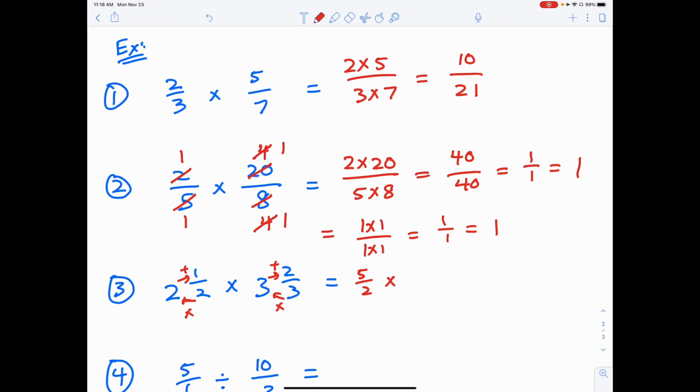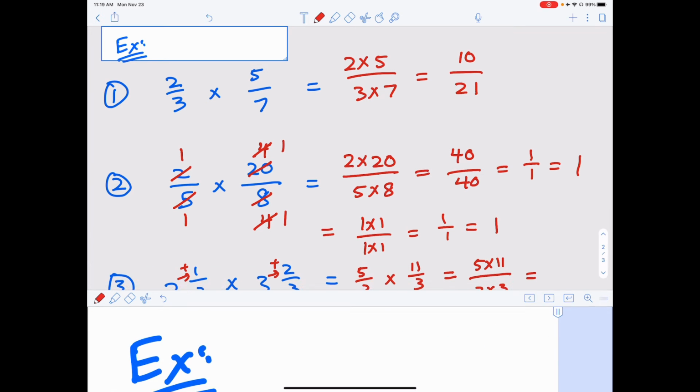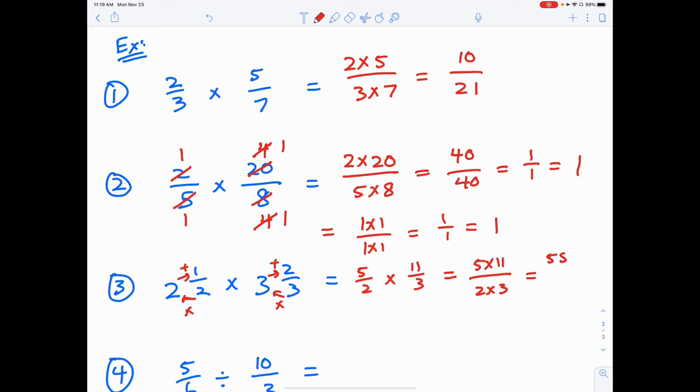And then the next one, we have 3 2/3. So we're going to go 3 times 3, which is 9, plus 2 gives us 11, so 11 over 3. You can take a look at this step here and see that there's nothing to reduce because 5 isn't divisible by 2 or 3, and 11 isn't divisible by 2 or 3, so we're just going to go back to the default rule, numerator times numerator over denominator times denominator. So we get, in this case, 55 over 6.